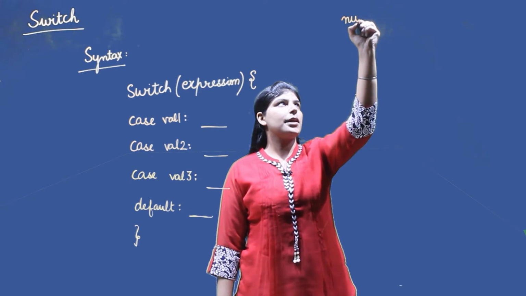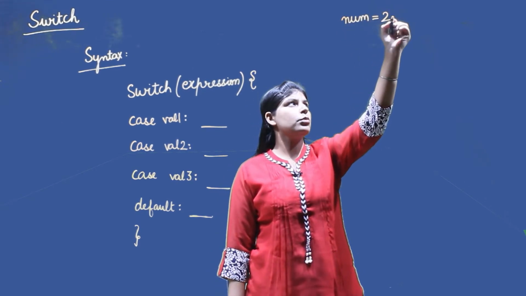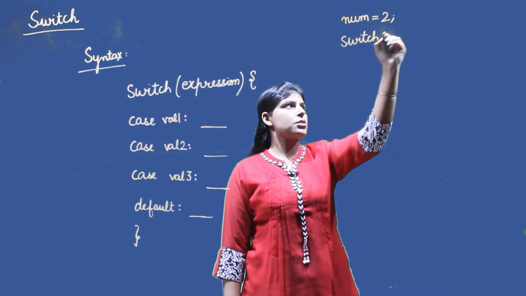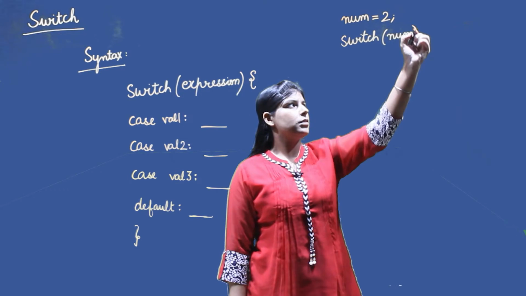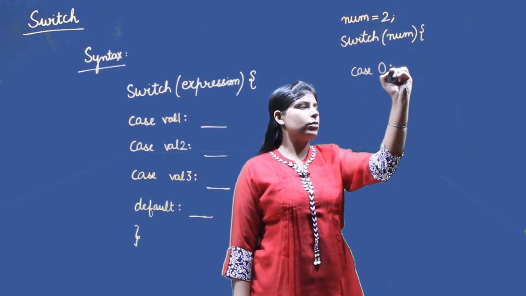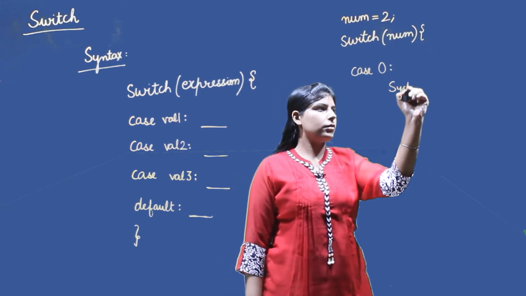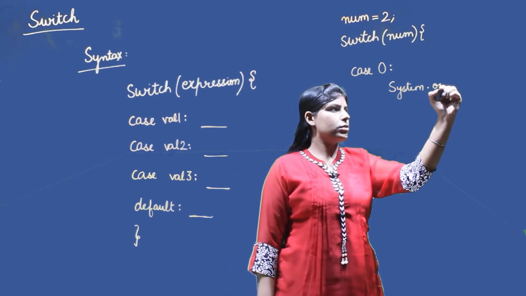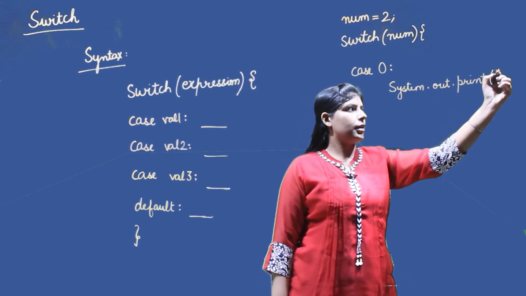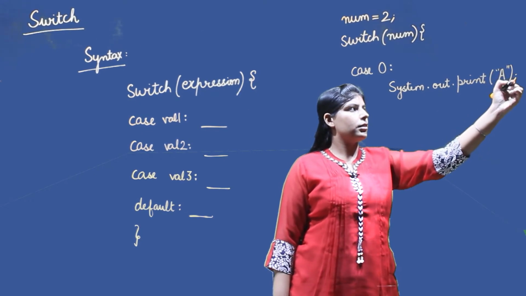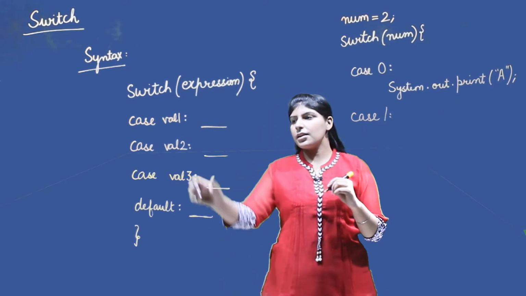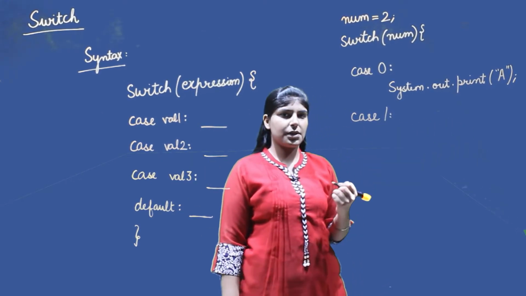Suppose I have a number variable whose value is 2 and I want to switch the variable number. So switch number. Now I can have case 0, system.out.print a. Then I can have case 1. The statements written in each case are optional. I can also skip the statements here.